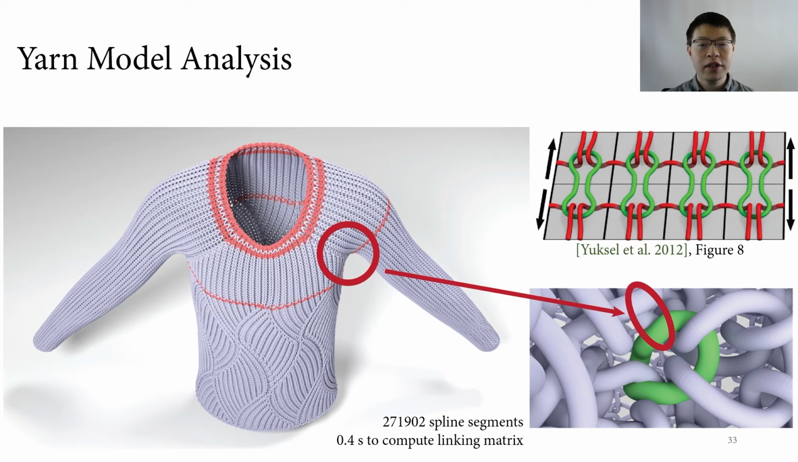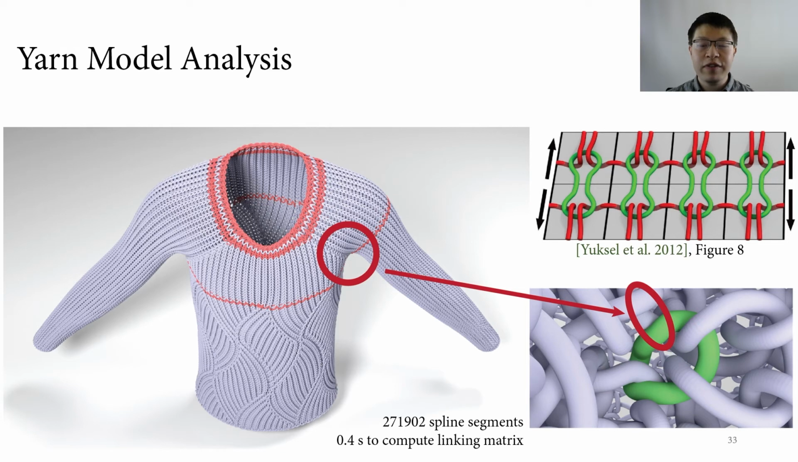Here's the relaxed sweater I showed you at the beginning. We can now verify its topology. Knitted stitch structures should not be linked, and the relaxation process attempts to maintain that. In their paper, the sweater took 7 hours to relax. It took under a second for our method to detect these linkages, which are marked in red and indicate violations.